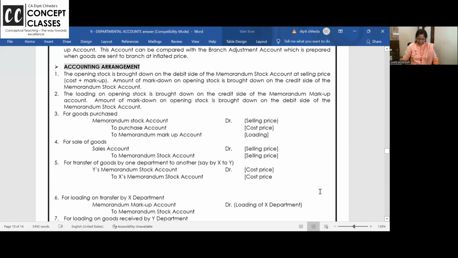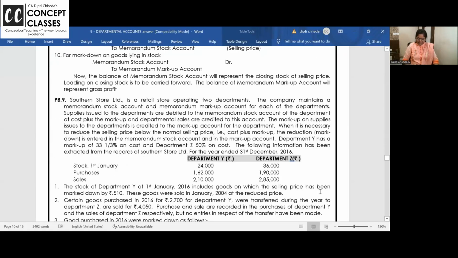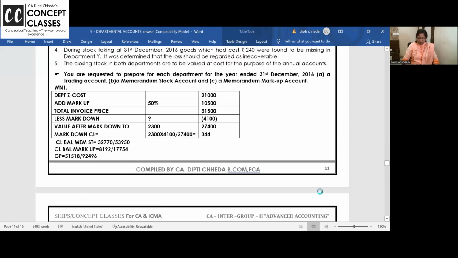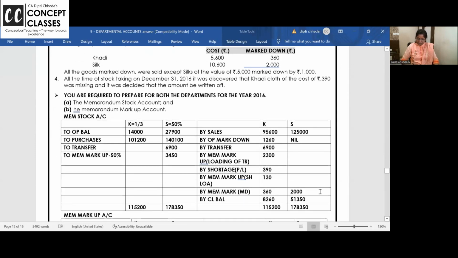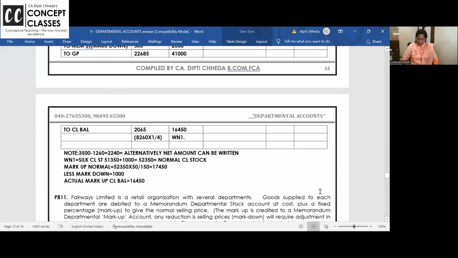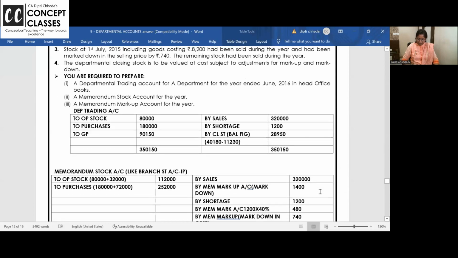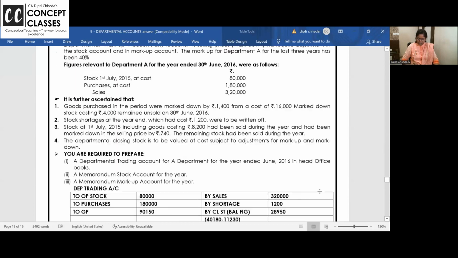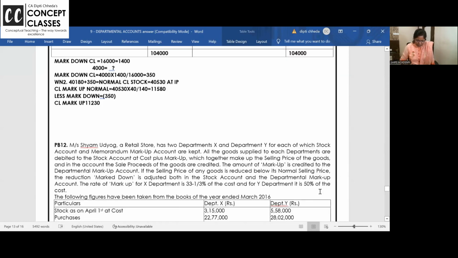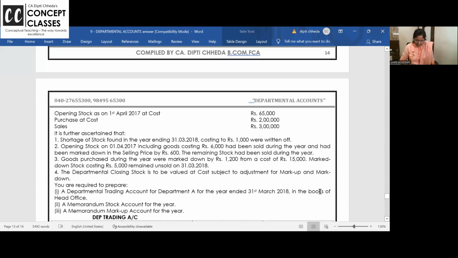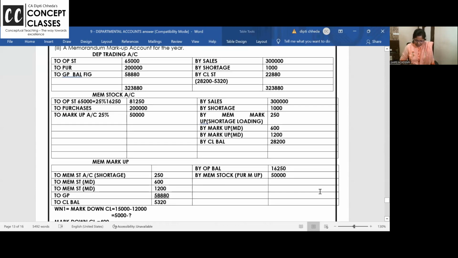Markup method is easy और बिल्कुल आप कर सकते हैं इसको. ये journal entries and all I'm not reading. I want to work out and show you the logic so that you are doing it. Two departments are there, but generally one department से तो बहुत problem पूछते हैं. पहले one department वाला करते हैं. Fairways Limited, nice problem this is. And then we can do two departments also.